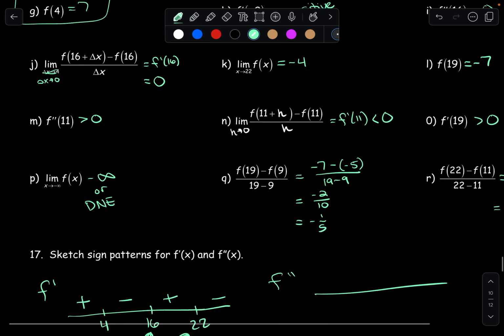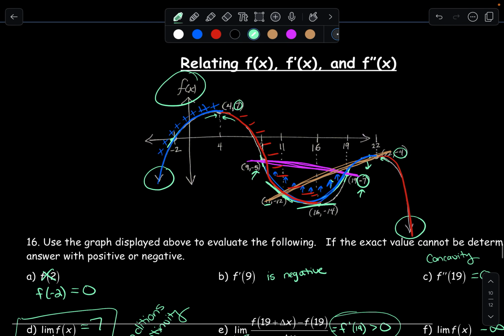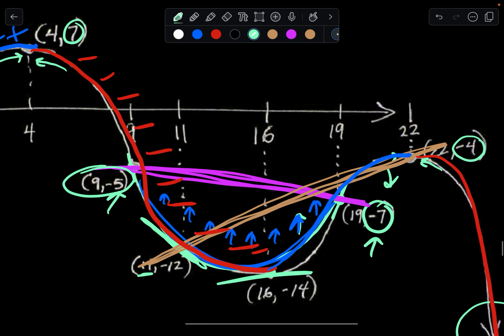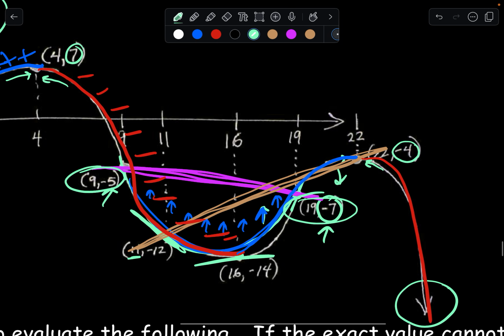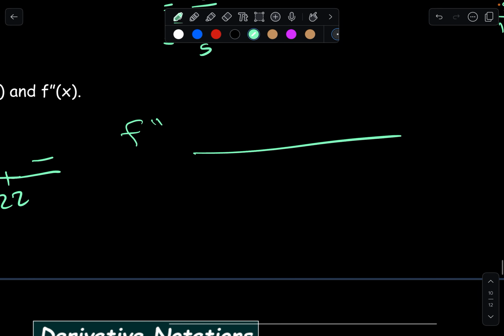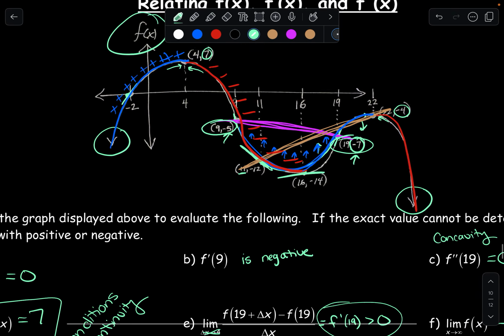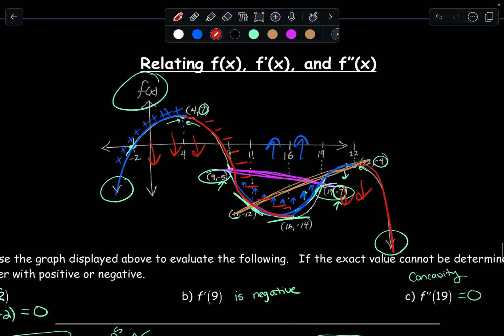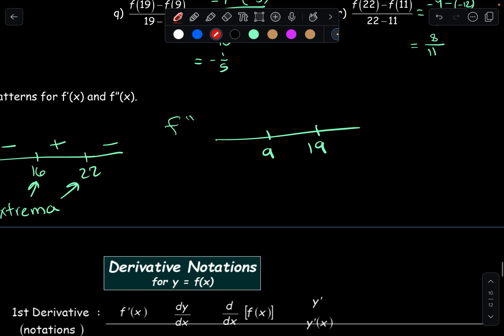Now for f double prime, we want to see where the concavity is changing, and that's going to be at (9, -5) and (19, -7). So I'm going to include 9 and 19 on my sign pattern. Now if I look at this, I can see that we are concave down first, and then concave up. Let's try the blue. And then we are concave down again. So we go down, up, down. Therefore, the second derivative will be minus, plus, minus.